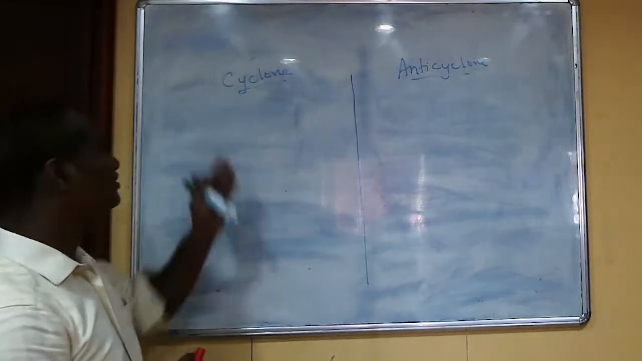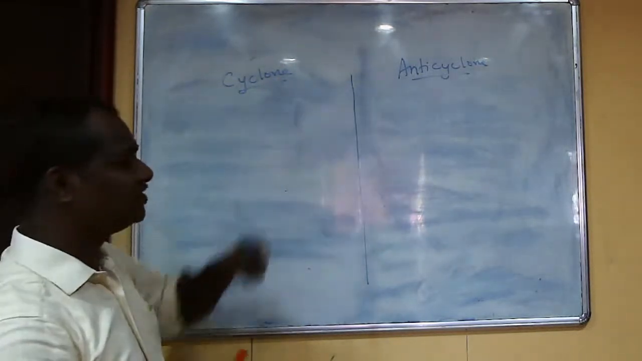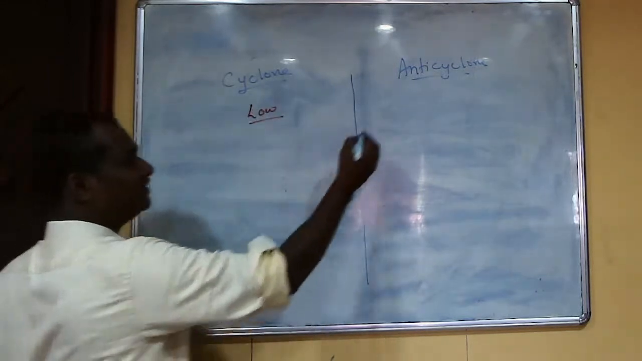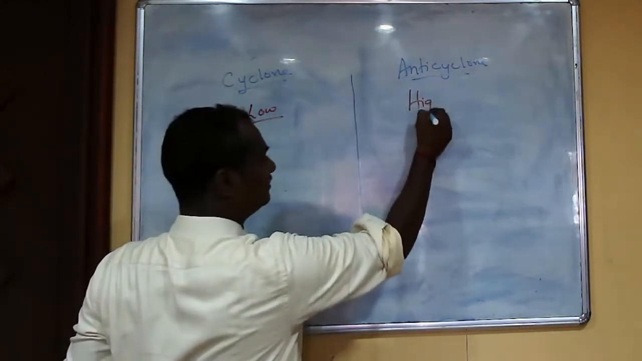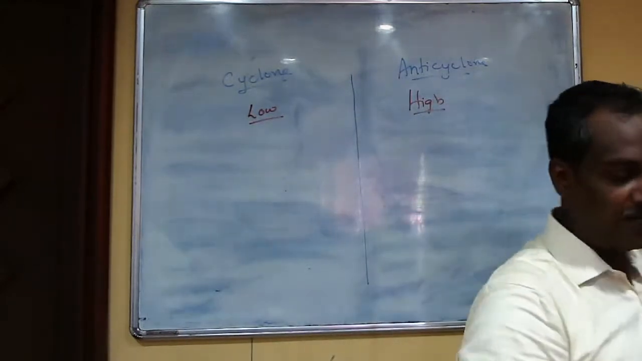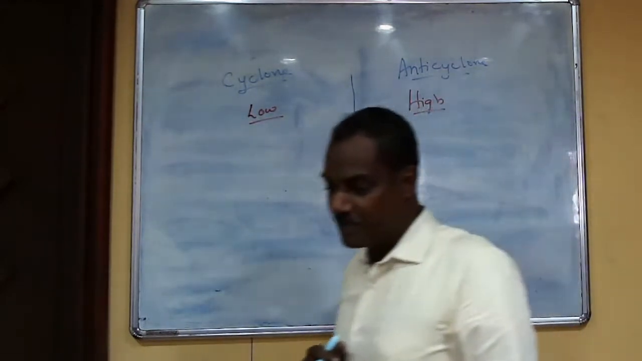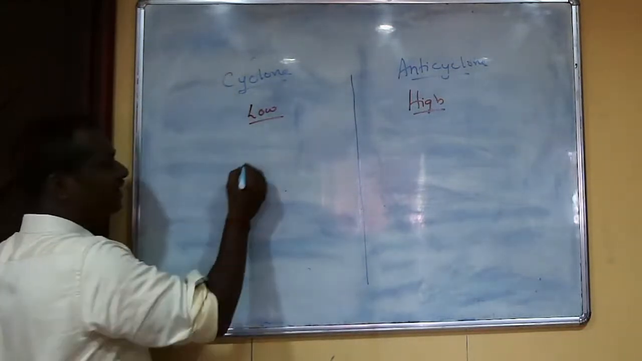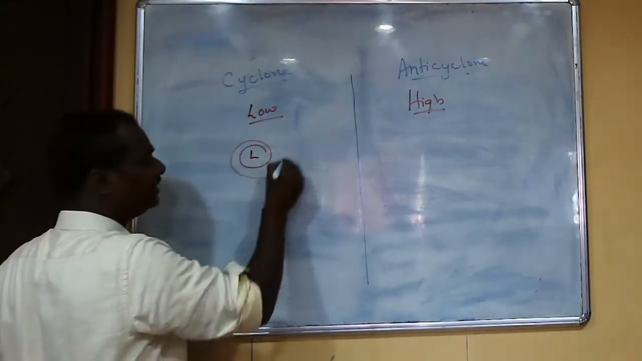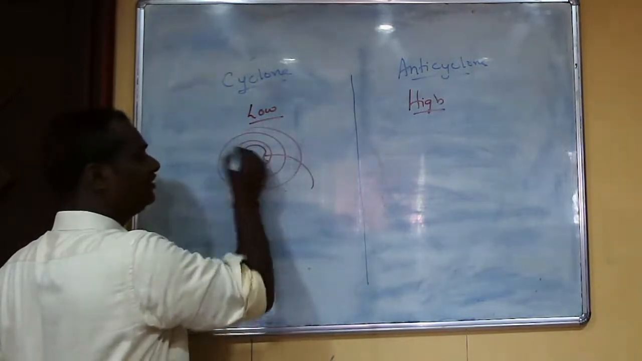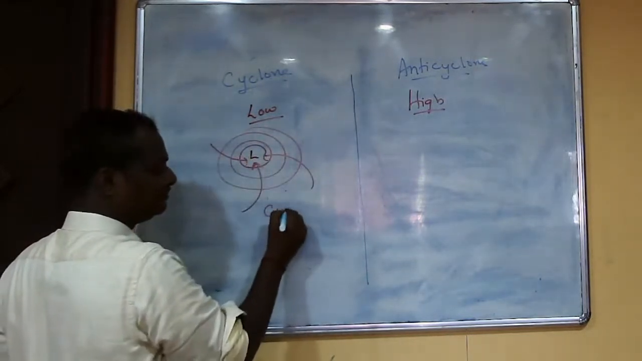Anticyclone is the opposite of cyclone. Here we have seen this is a low pressure area, so that will be a high pressure area. Anticyclone is a high pressure area. So here we have seen low pressure and high pressure, thereby an area of convergence.